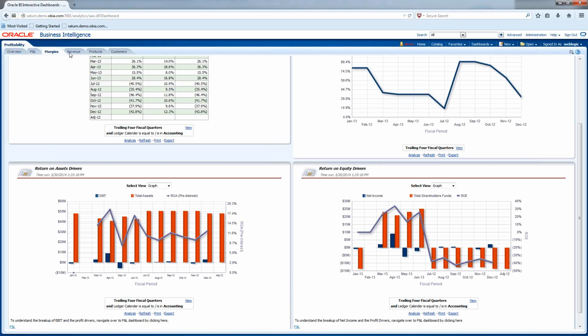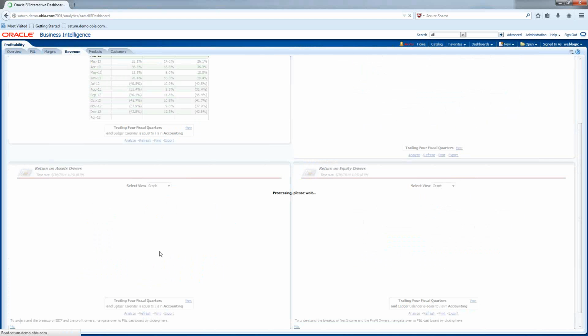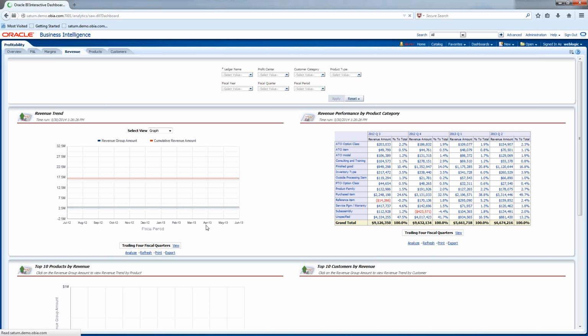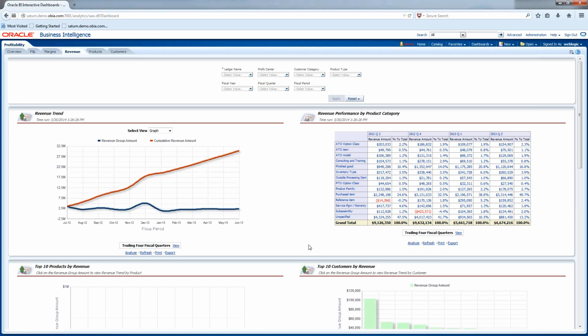On the next tab, we're looking at revenue, and what we're looking at here is total gross revenue, and we can see our trending graph here. And then we have a revenue performance by product category. Just for example, this is a large electronics manufacturer. But this is basically by product category. So we can see by quarter what our revenue trend and percentage are by product.